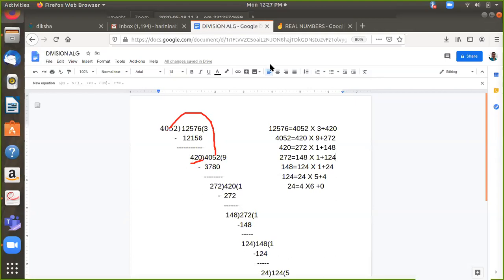Now in the third step, after the subtraction is over, you are seeing 272 is the remainder. So this 272 is less than 420. Yes, so you can stop your division there. So bring down the 420 as the new dividend. The new divisor will be the remainder. The previous divisor will become the dividend. And this will continue. Am I clear now?